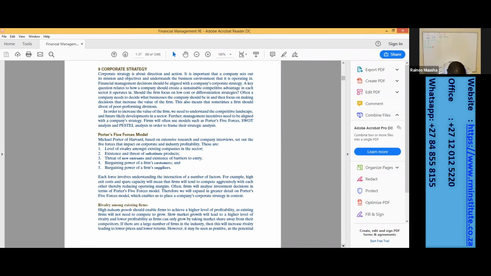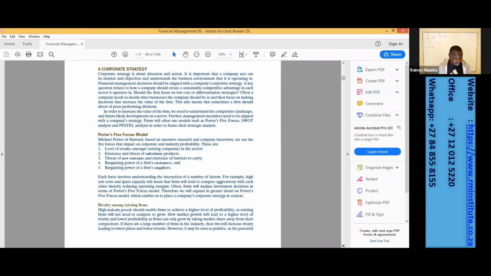And the first strategy that they discussed there is Porter's 5 forces model. With the Porter's 5 forces model, Michael Porter of Harvard, based on extensive research and company interviews, set out 5 forces that impact the corporate and industry profitability. So the first one is the level of rivalry among existing companies in the sector. Which means that if the level of rivalry is high, the profitability of the company is expected to be low.